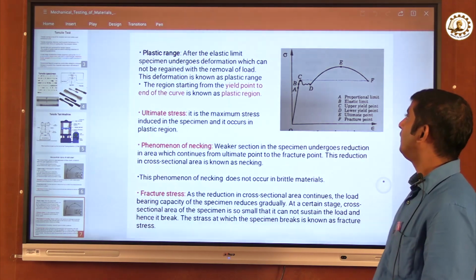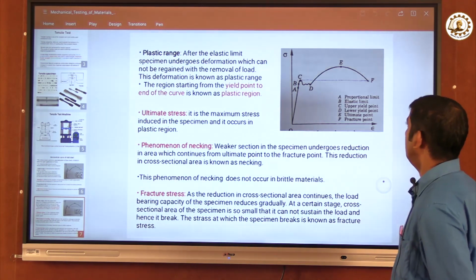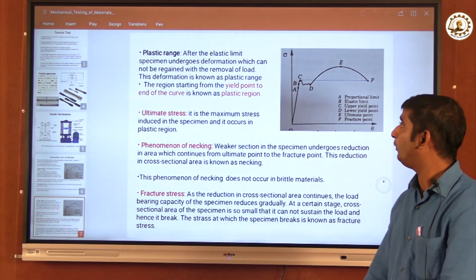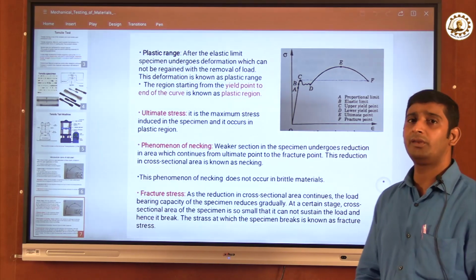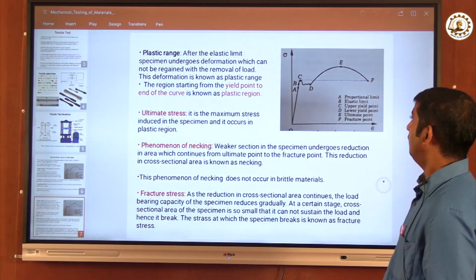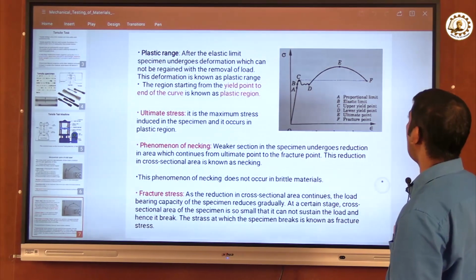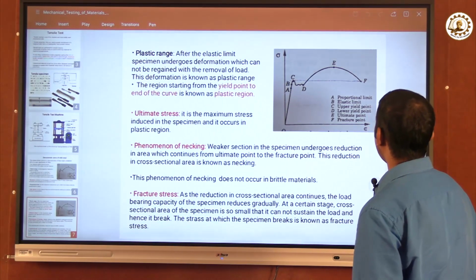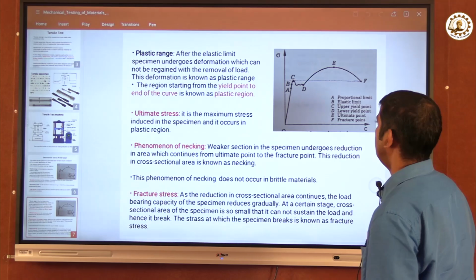Now, what is the plastic range? After the elastic limit, a specimen undergoes deformation which cannot be regained with removal of the load. This deformation is known as plastic deformation or the plastic range. The region starting from the yield point to the end of the curve, that means from this point C to F, is known as the plastic region.